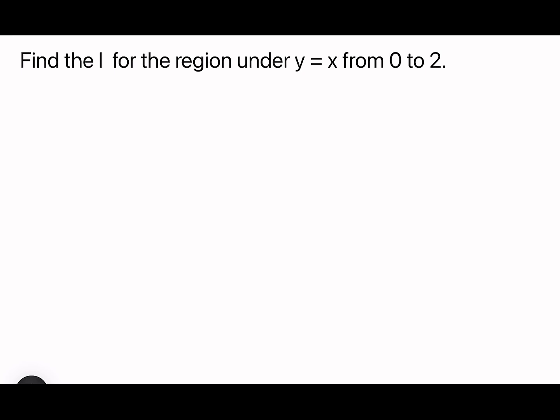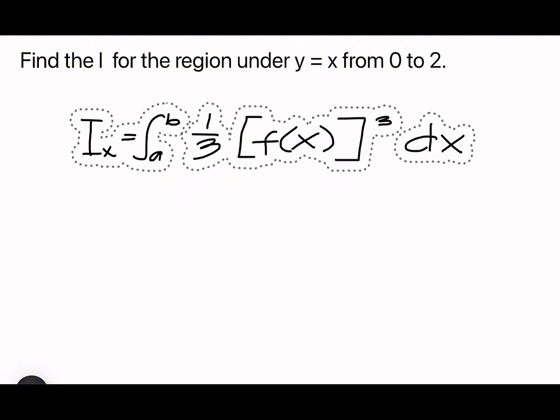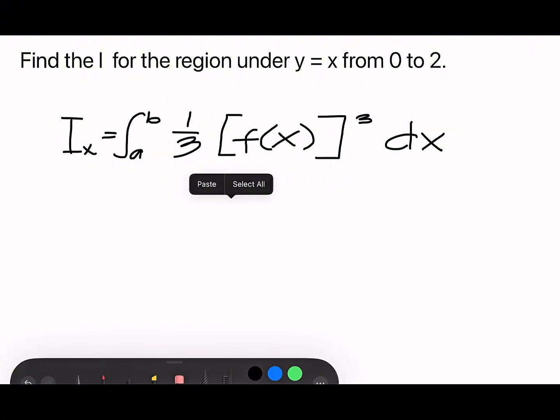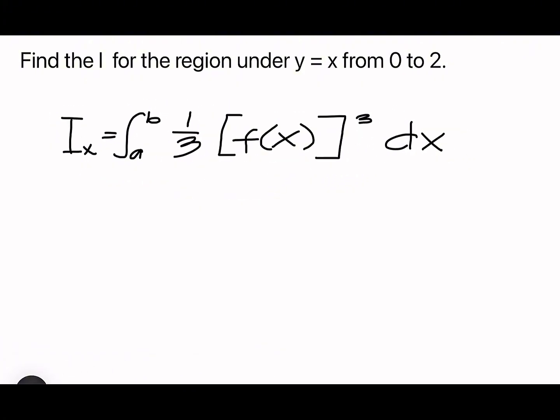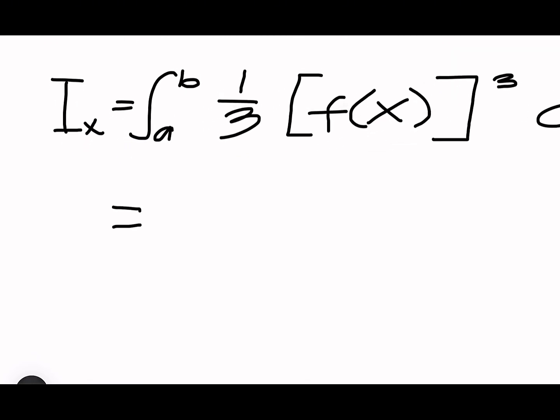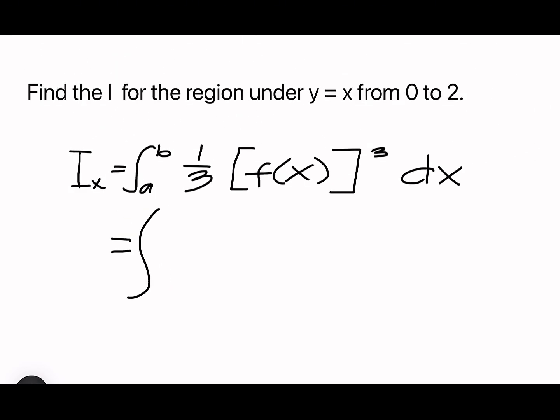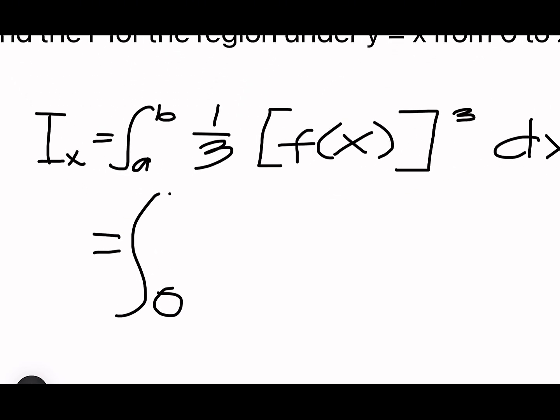So here is our example. Find the inertia of the region under y equals x from 0 to 2. So first we write the formula. So here is our formula. So we need to substitute the values from our given problem. So the value of our a is 0. Now the value of our b is 2.